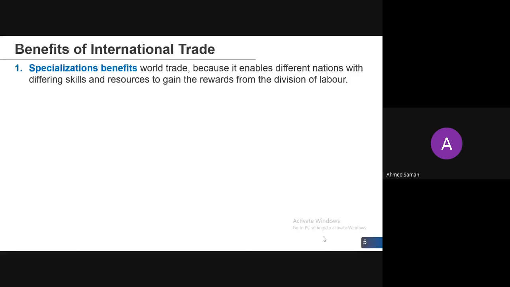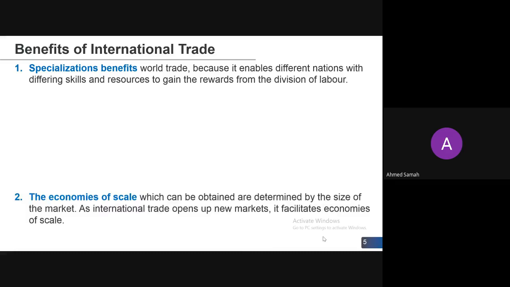So if we specialize on producing what is best for us to produce, and through world trade, international trade, we exchange the goods and services we produce, everyone will be better off by this specialization.